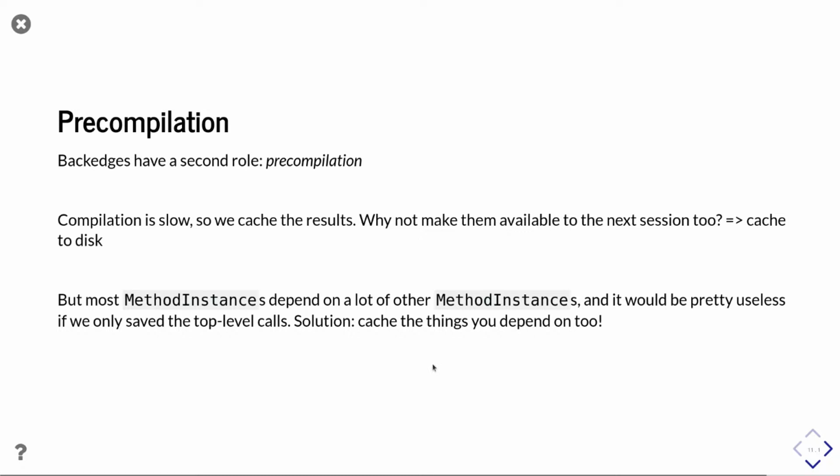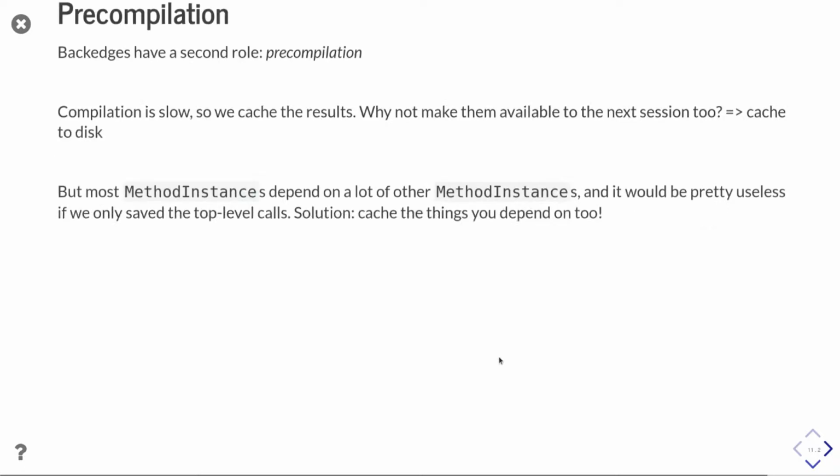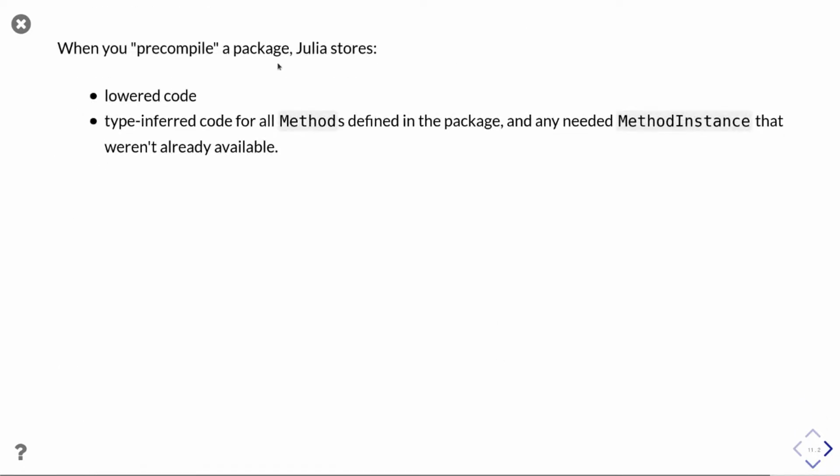Now, this process of precompilation, caching method instances to disk, is actually a little bit complicated. One of the obvious reasons why this has to be complicated is because method instances, as you've seen, depend on a lot of other method instances. And if the only thing that Julia did was cache the very top level methods in your package, it wouldn't really help all that much. So a really key step is to cache the things that those method instances depend on. And so how do you go about doing that?